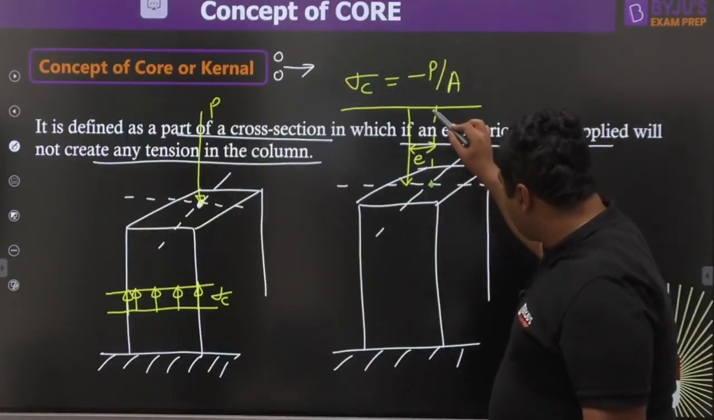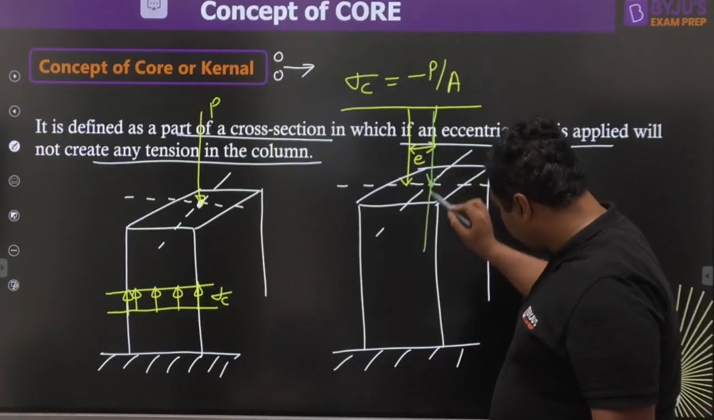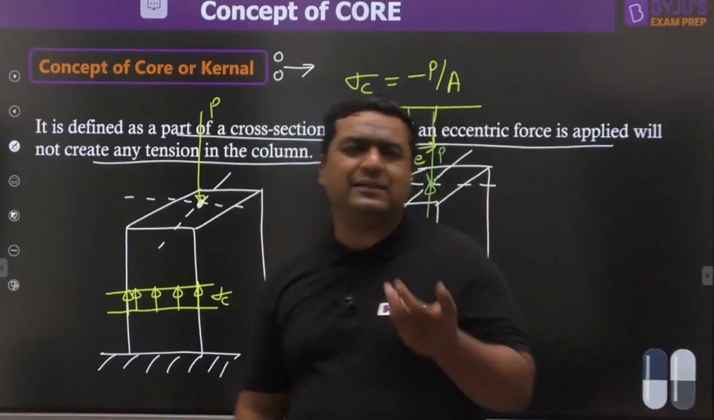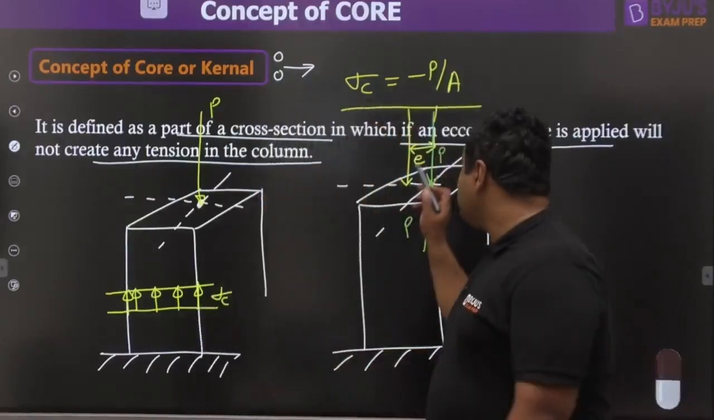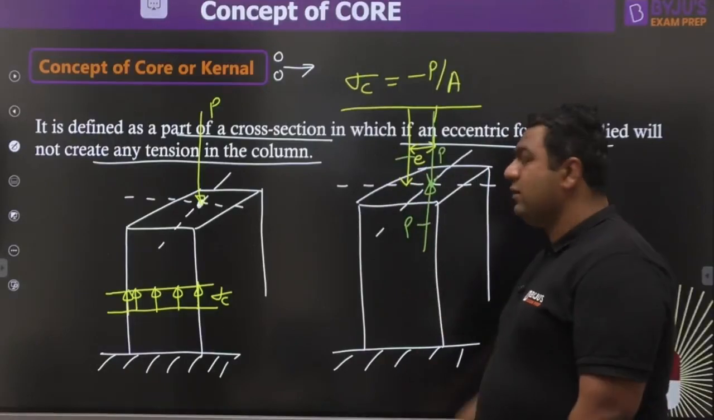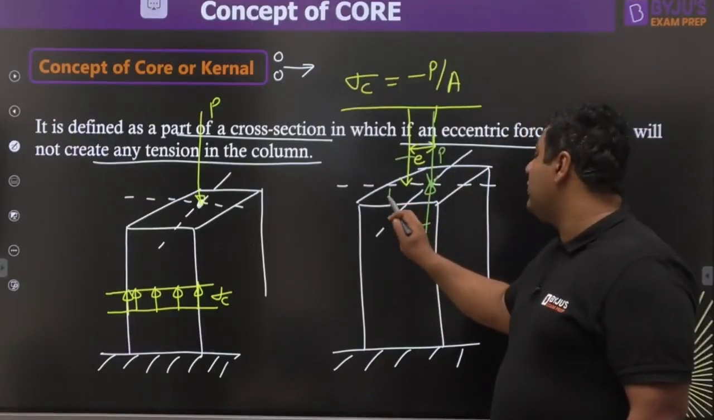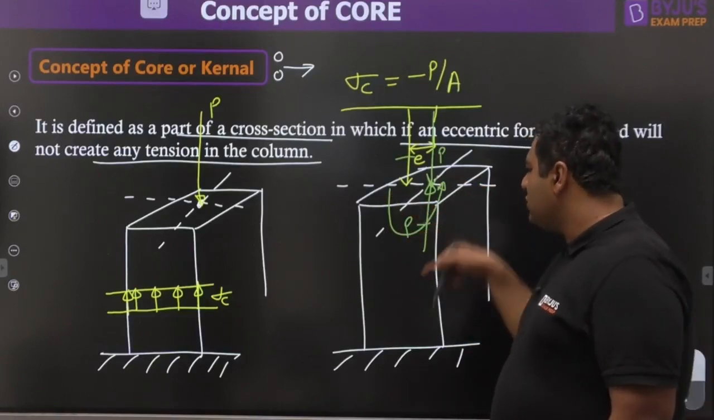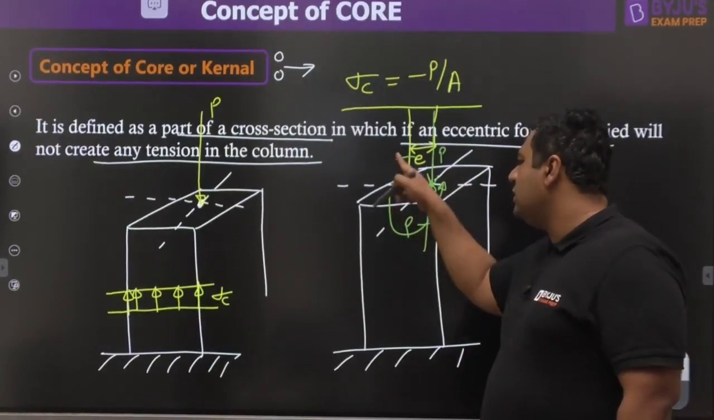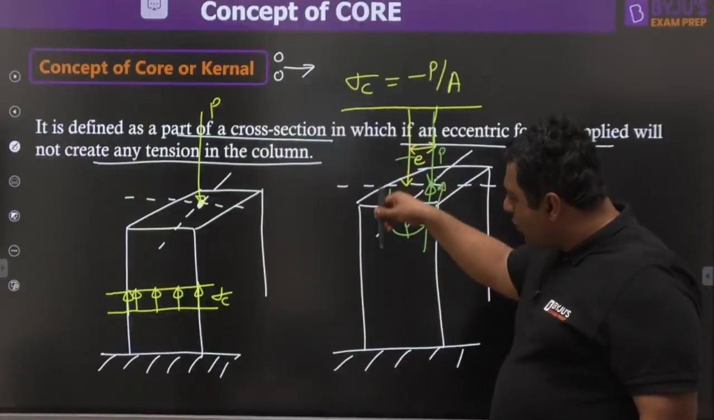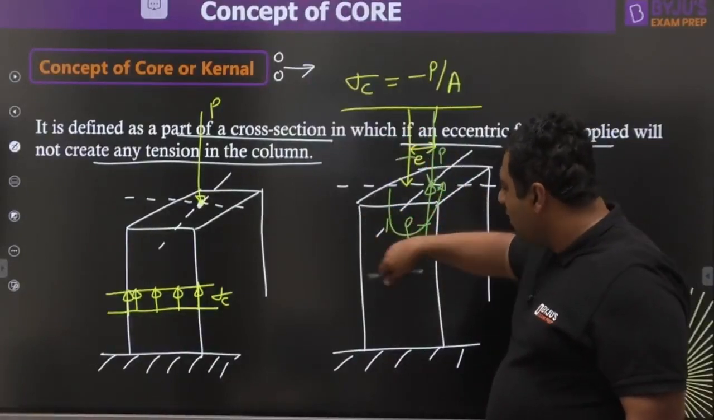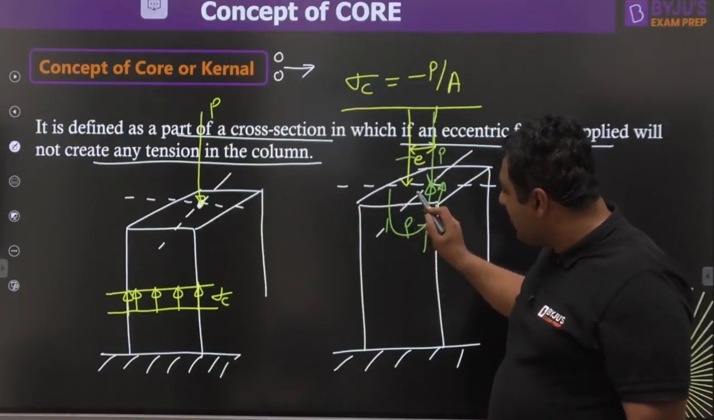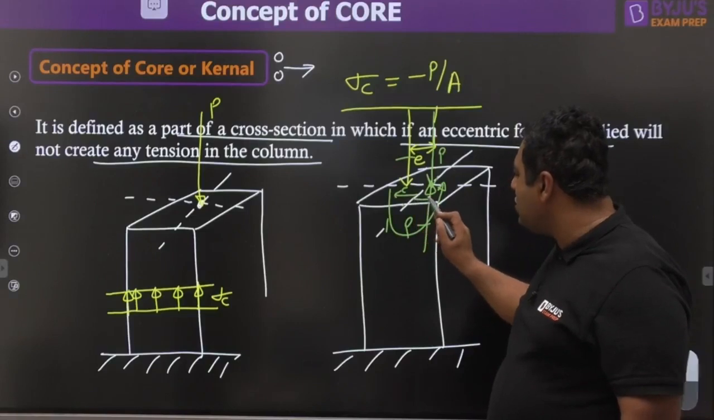So we apply two equal and opposite forces, P and P, in such a way that the net force at the centroid is still zero. This P and this P make a couple, as they are two equal and opposite forces separated by a distance e. If you see this couple carefully, it comes downward on the left hand side and goes upward on the right hand side. So it creates compression in this part and tension in this part.